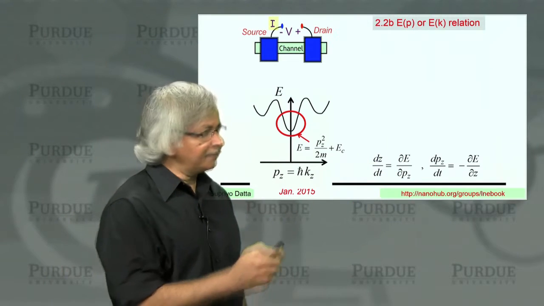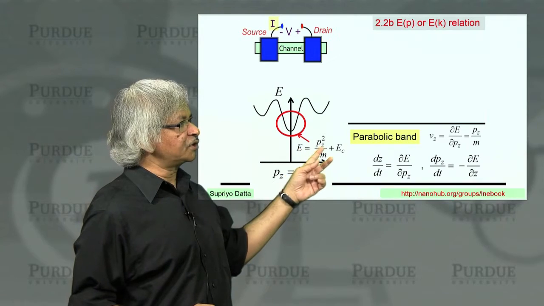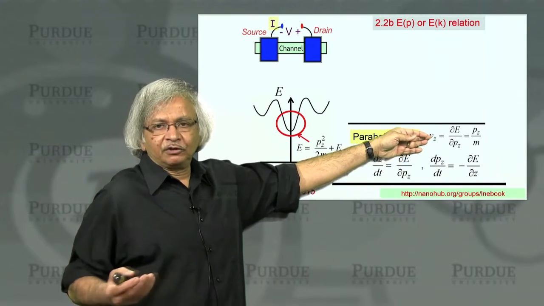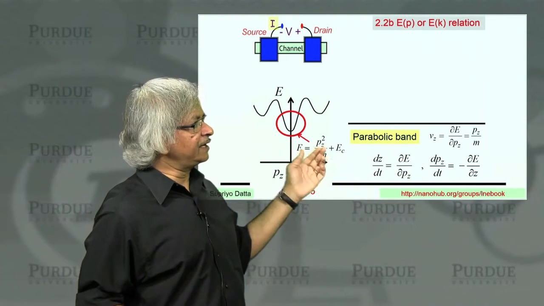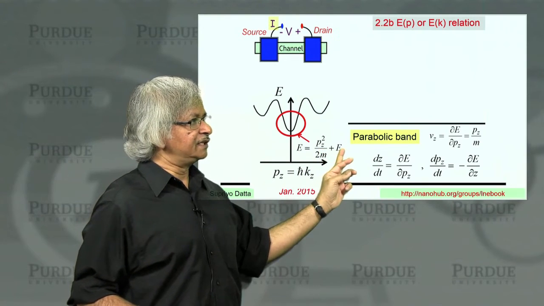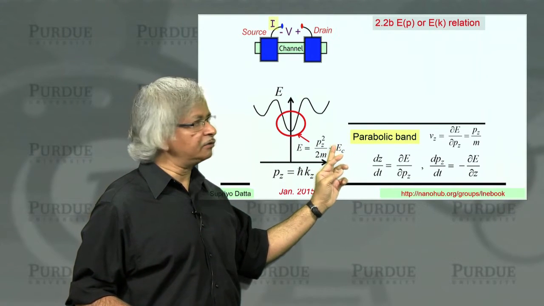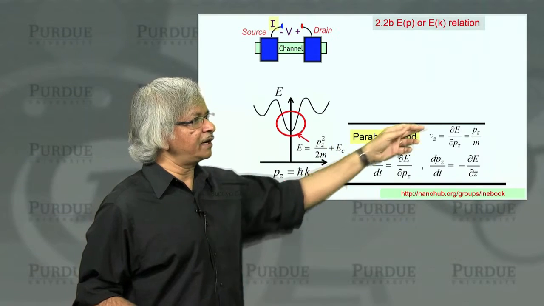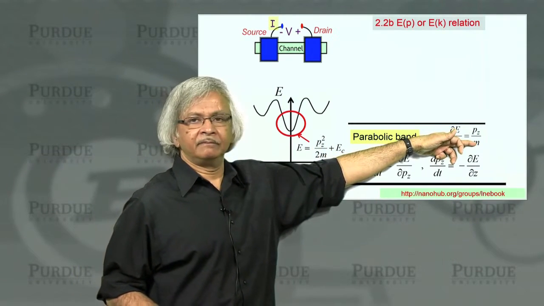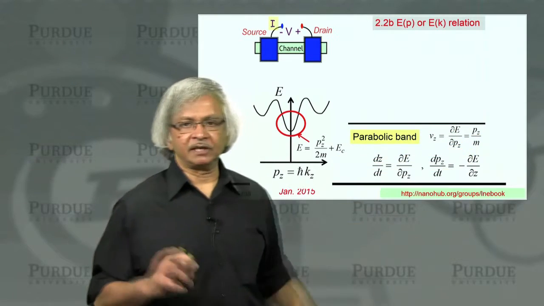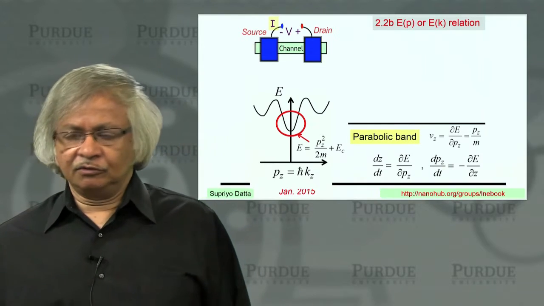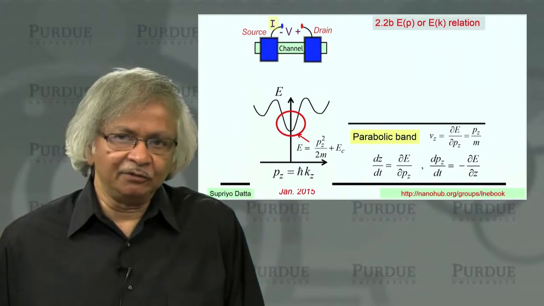Now, if you had a parabolic band, where energy is proportional to pz squared, then this gives you what you're familiar with. Why? Because when I take the derivative of E with respect to pz, of course, this is a constant, so that drops out, and I take the derivative of pz squared, I get 2pz, and the 2 cancels out, so you get pz over m. And that's your usual result, p equals mv. On the other hand, if it was non-parabolic, this wouldn't have worked out. You wouldn't get p equals mv.